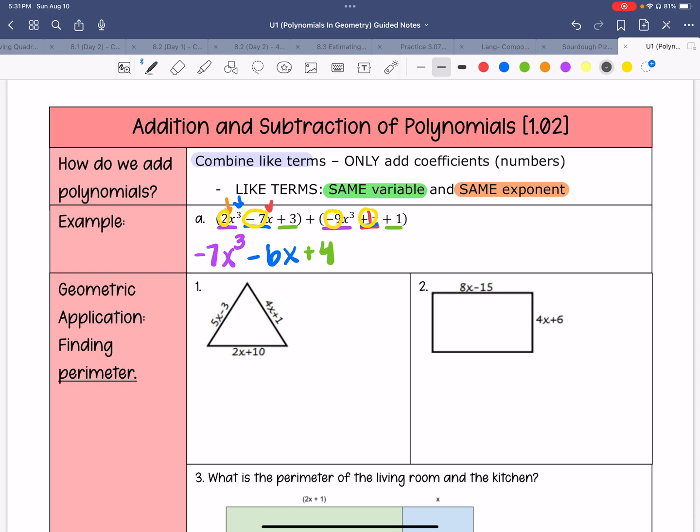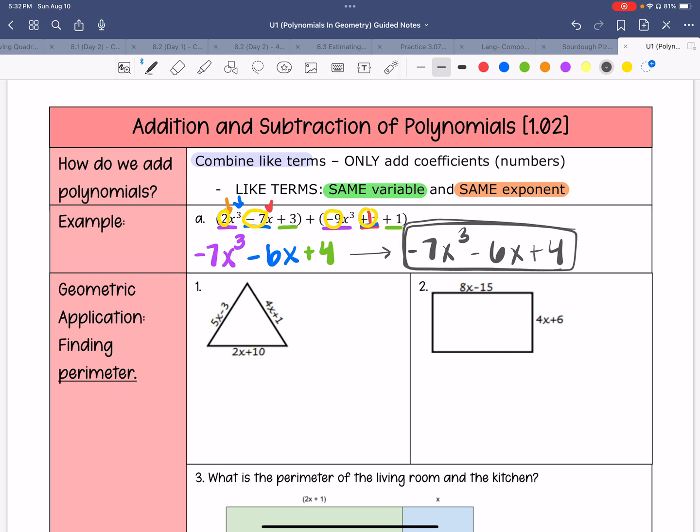Now, I do want to always make sure that I am writing my final answers in standard form, which remember that means that the highest exponent comes first, and then we are descending. So I notice this is actually already in standard form. So negative 7x cubed minus 6x plus 4 is my final answer when I am adding these two polynomials together.